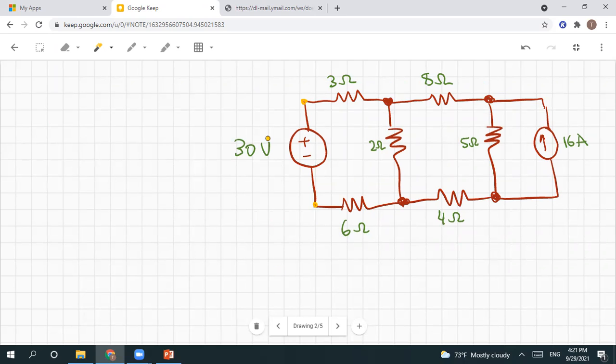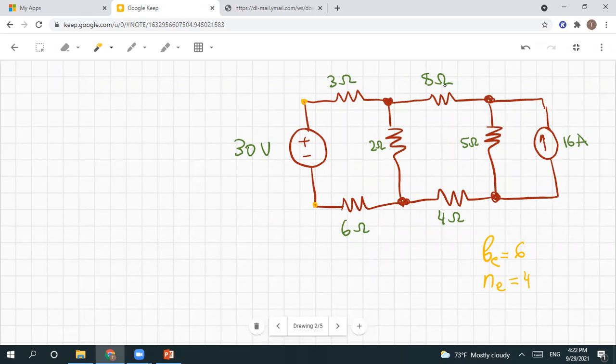So the first thing I need to double check is that the circuit is planar, and this circuit is planar. Now I will see how many essential branches I have. This will be 1, this will be 2, this will be 3, this will be 4, this will be 5, and this will be 6. So essential branches, B essential, is equal to 6, and the essential nodes is equal to 4.